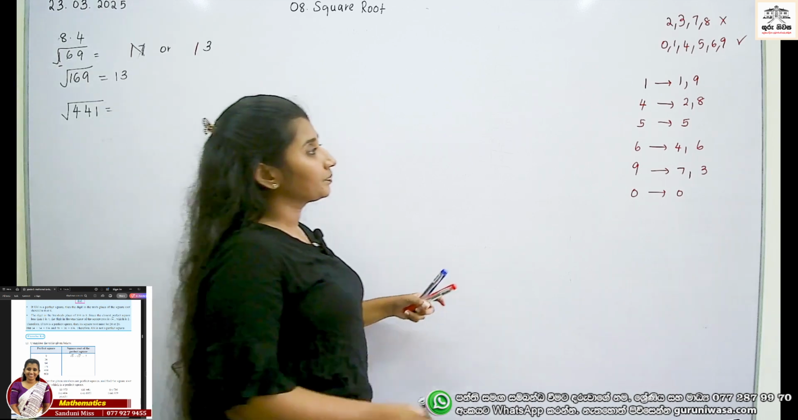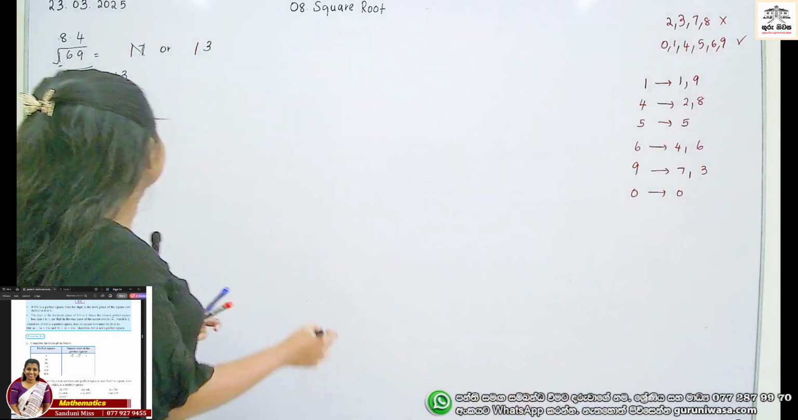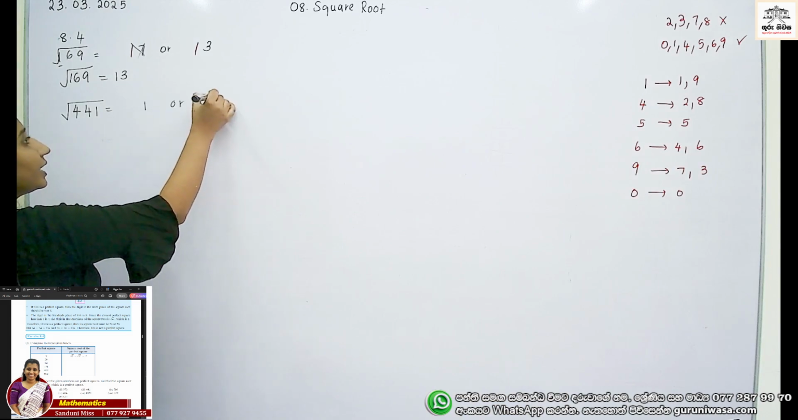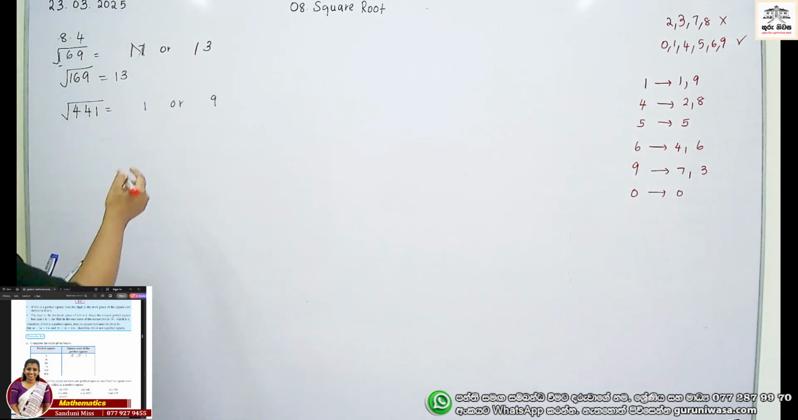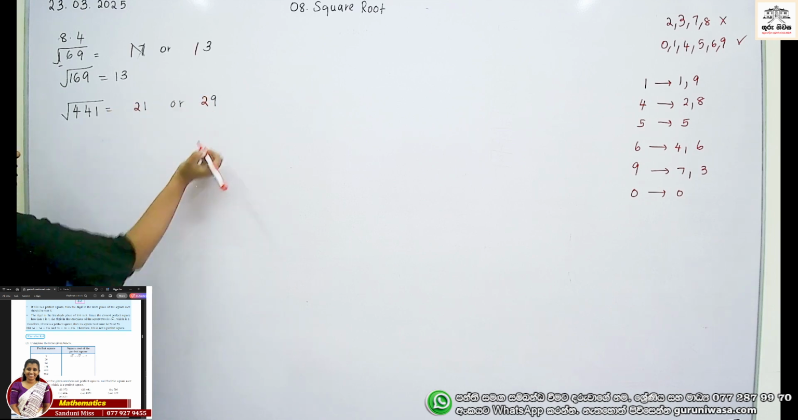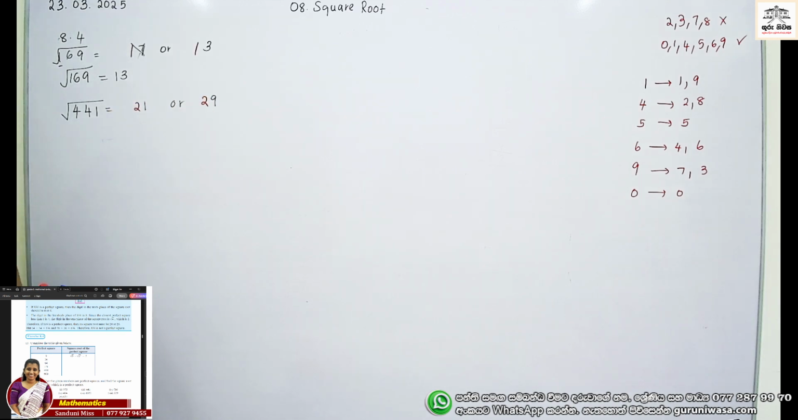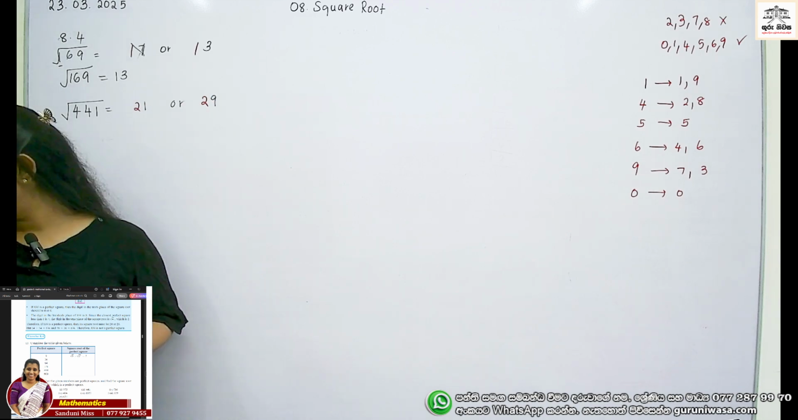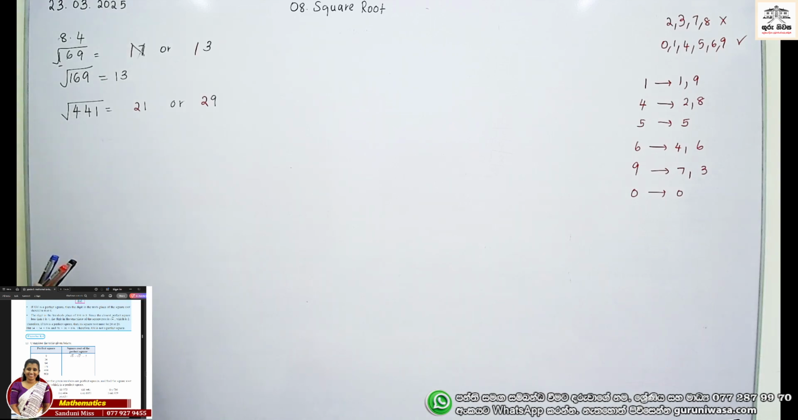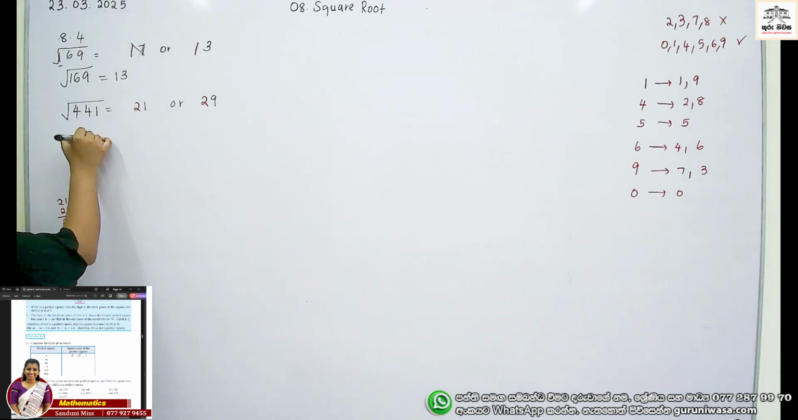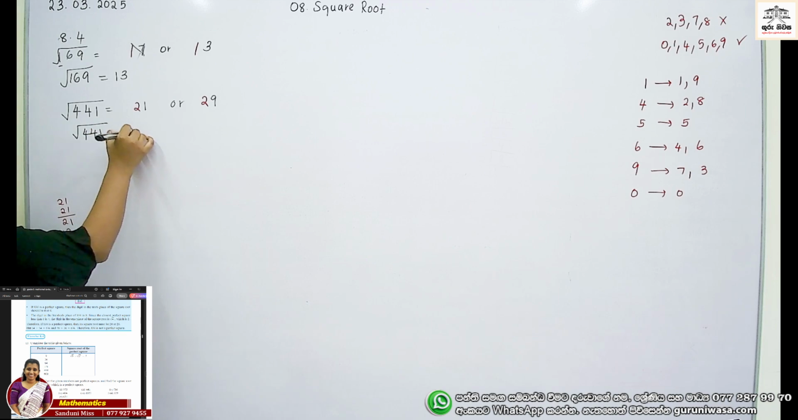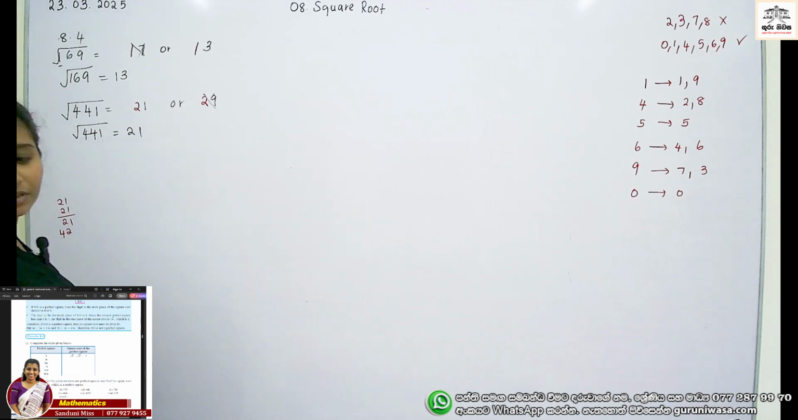So here, 1 and 9. Either 1 or 9. Here, 4, the square root of 4 is 2. So 21 or 29. You can multiply it and see whether it is 21 or 29. 2 times 2 is 4, 441. So very simple. The square root of 441 is equal to 21. Right? Next.